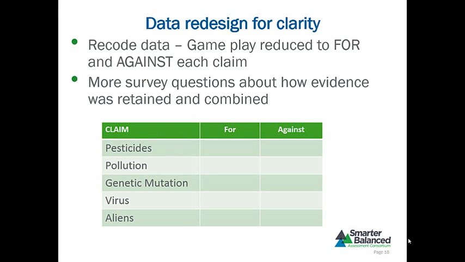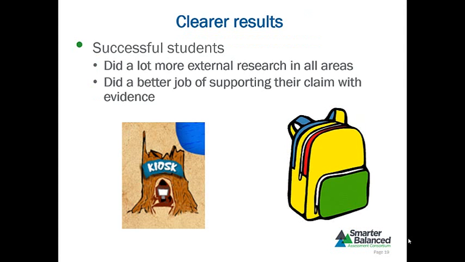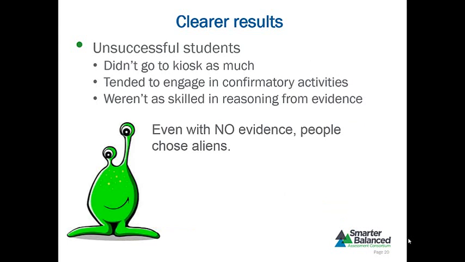So we took everything, all of those different actions, and we said, okay, they are either a claim for or against a certain claim. So we simplified it vastly, which makes you lose some information, but it also gets you to gain insight. So when we did it that way, you could see much clearer results. The students who did it correctly spent a lot more time at the kiosks, they did a lot more external research, and they retained and supported their evidence a lot better. So just recharacterizing the data in that way made it a lot clearer.